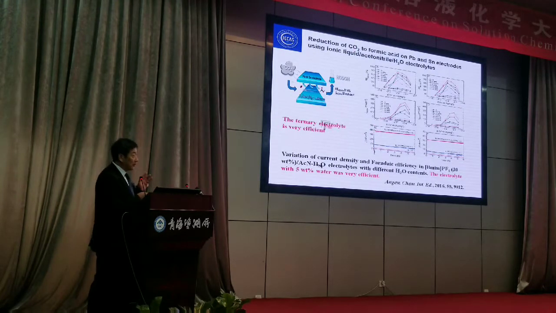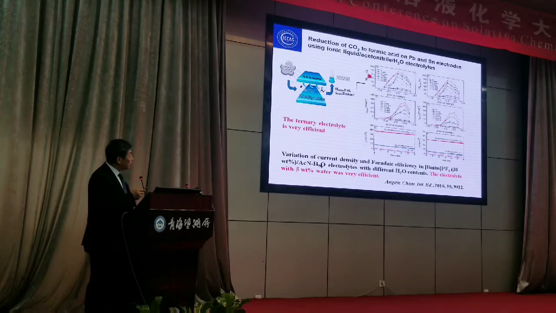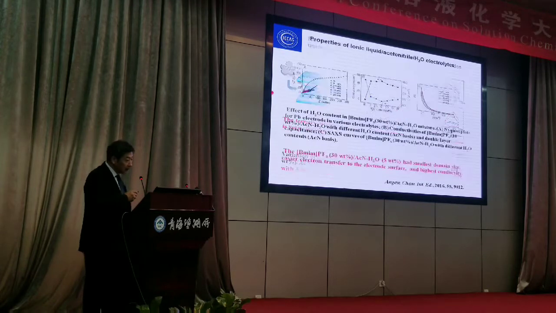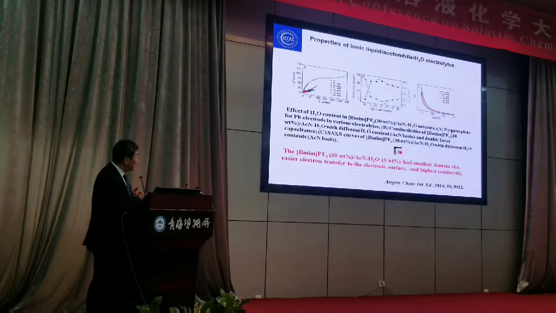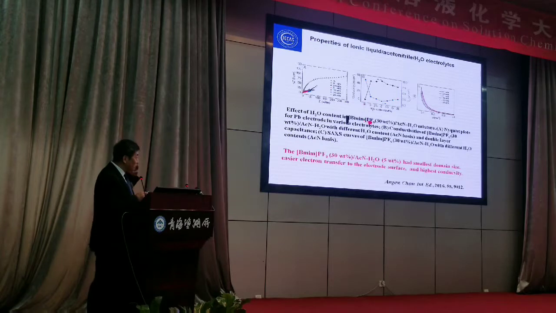That means the ternary electrolyte is very suitable for this reaction. Using only a very cheap catalyst, and by choosing and designing the electrolyte, we can enhance the efficiency of this chemical reaction, the reduction of CO2 to formic acid. And why is this ternary electrolyte very, very efficient? So we did some work on microstructure, conductivity, charge transfer and so on.